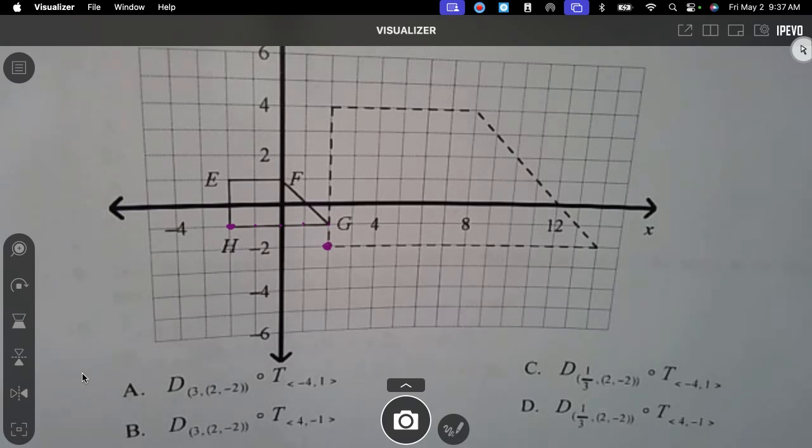So we're looking for a translation. So over 4 and down 1. Yeah, we can already cross out these two. Is everybody good with that? Now you just count your vertices on both triangles. Or look, are we going by a third or are we going times 3? Times 3. There you go. We didn't even have to multiply anything. You could just tell. A third means it would get smaller. The 3 means it got 3 times bigger. So you can be done with that one.